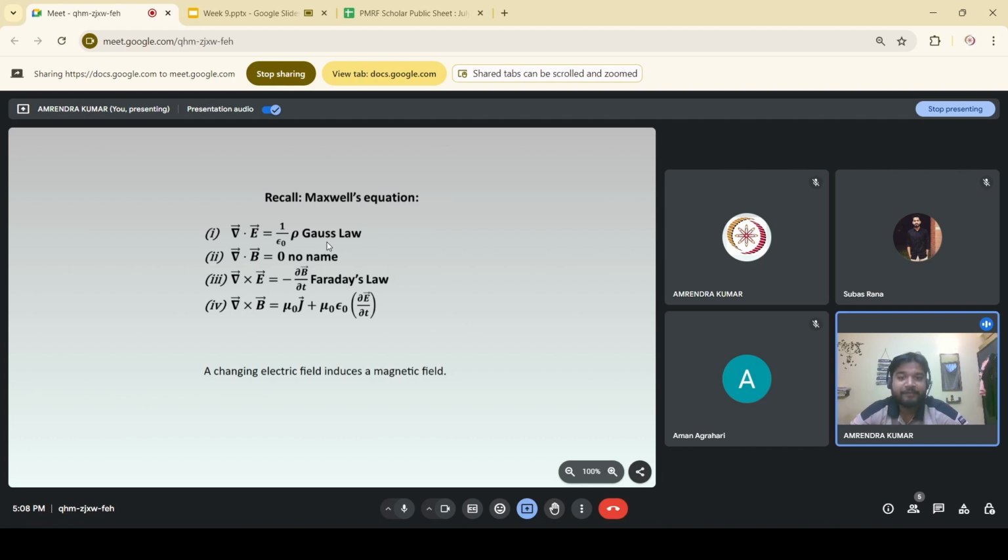So here you can see the right hand side has changing electric field, but the left hand side has this magnetic field. So it's not only the changing magnetic field that generates the electric field according to equation 3, but the inverse is also true: a change in electric field will also generate a magnetic field. Okay, so this was Maxwell's equations in a vacuum.